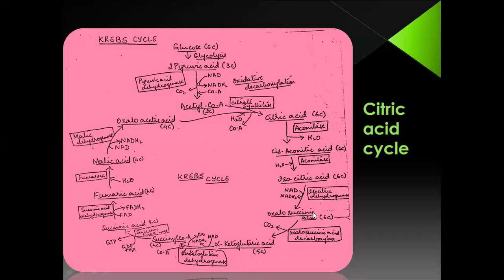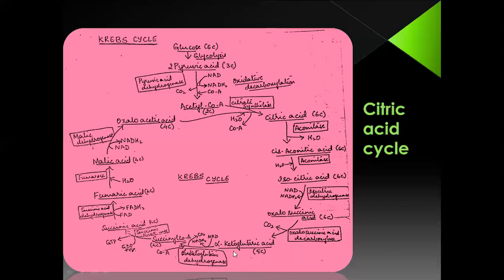The so formed oxalosuccinic acid, the 6-carbon compound, undergoes decarboxylation. Can you observe here the outward arrow indicating removal of carbon dioxide? So the process is referred to as decarboxylation, and this decarboxylation takes place in the presence of an enzyme oxalosuccinic acid decarboxylase, resulting in the formation of alpha ketoglutaric acid, which is a 5-carbon compound. Obviously carbon is removed in the form of carbon dioxide, so the number of carbons gets reduced to 5.